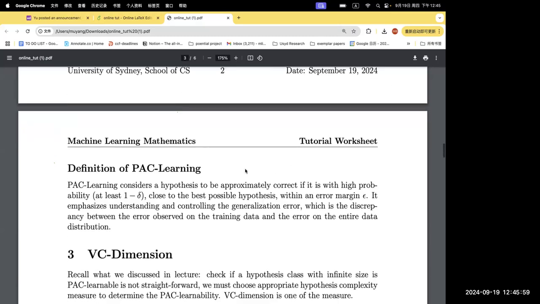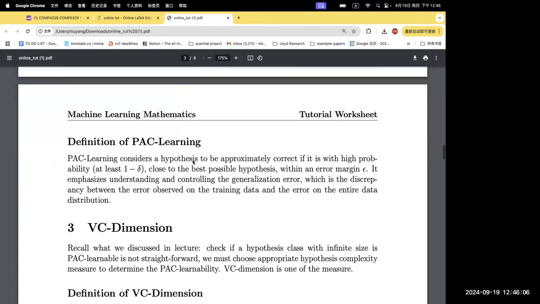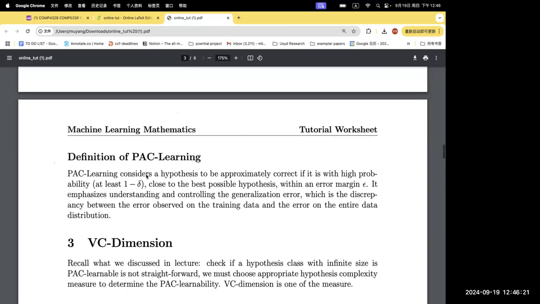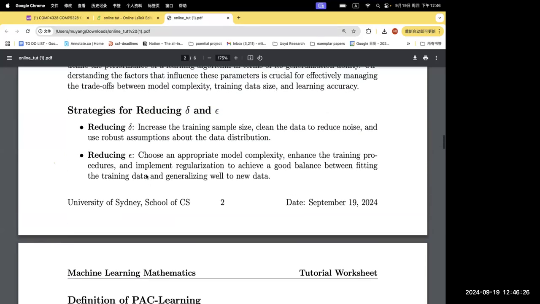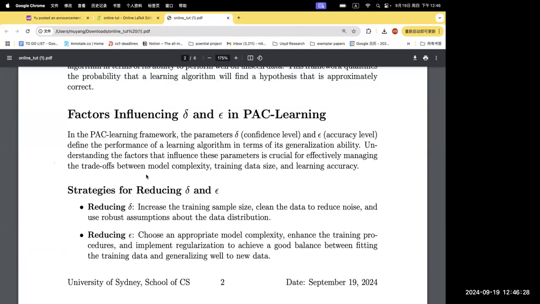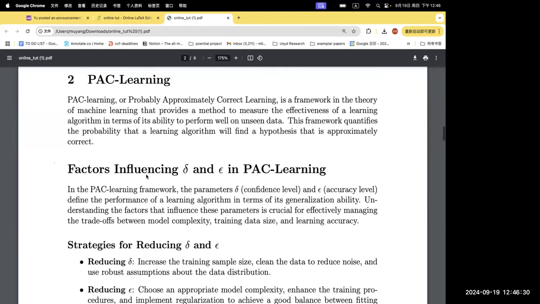And here is the definition of PAC learning. This is a restatement of the definition that has been given in the lecture. So always refer to the definition in the lecture as the ground truth definition. Okay, and that's it for the general framework of PAC learning.